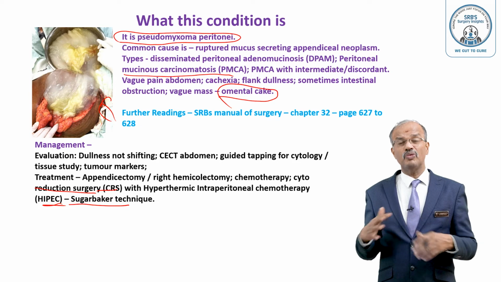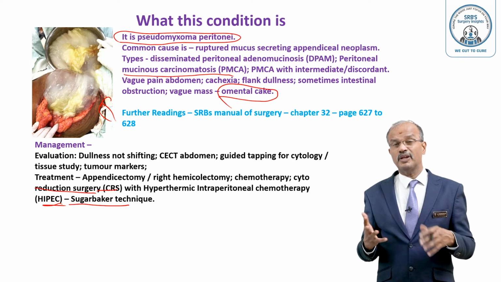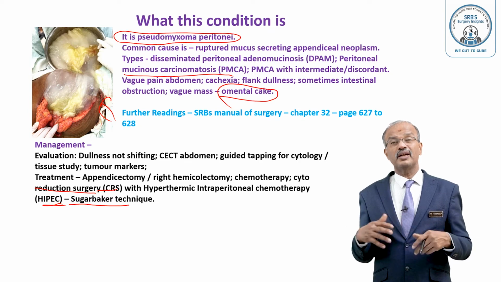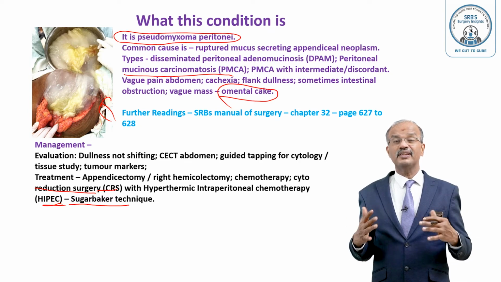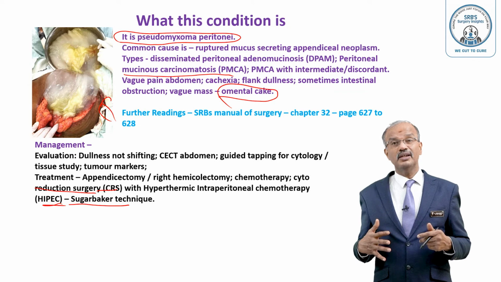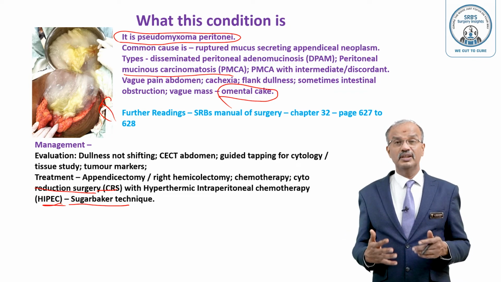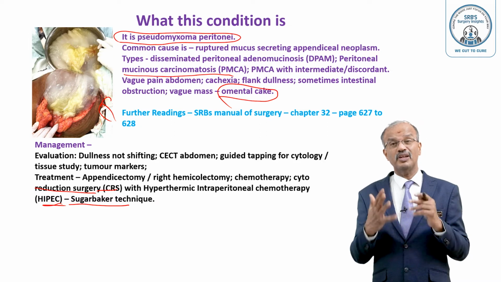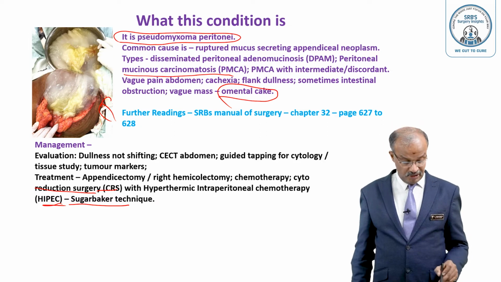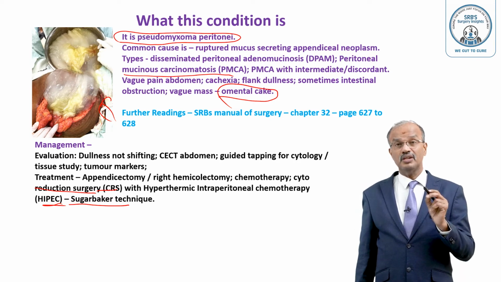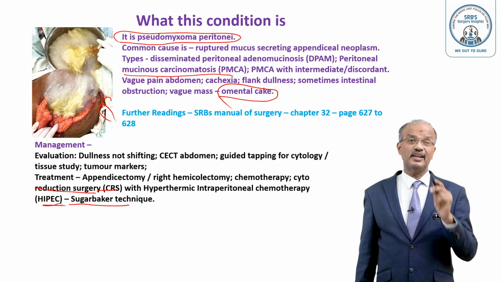This warmed, hyperthermic solution, usually around 42 degrees centigrade, will float there and kill all retained malignant cells inside the peritoneal cavity with the chemotherapeutic agent within that warm solution. So that is the exact meaning of that. It is an on-table method, often credited to Sugarbaker. That's what is called the Sugarbaker technique. Cytoreduction surgery with HIPEC. That is the exact meaning.